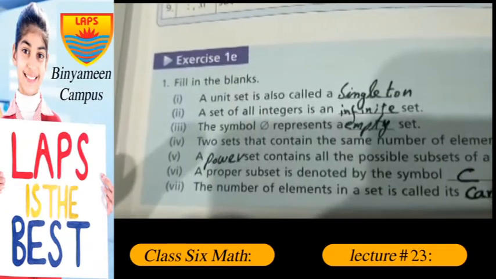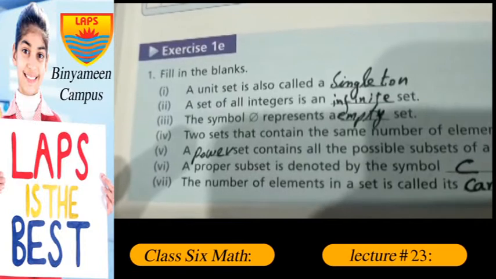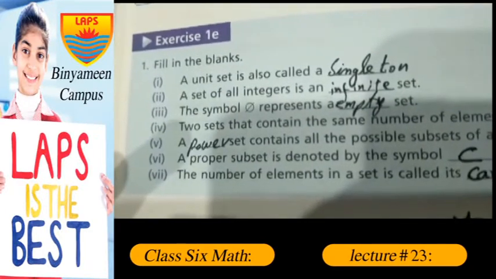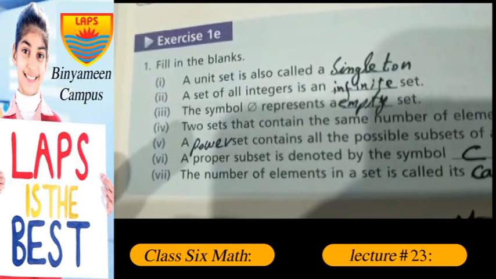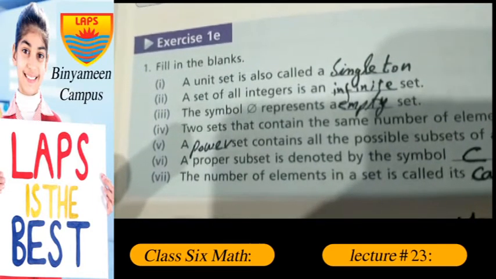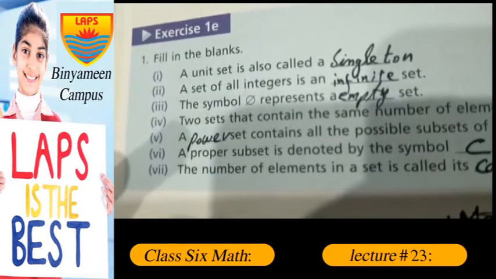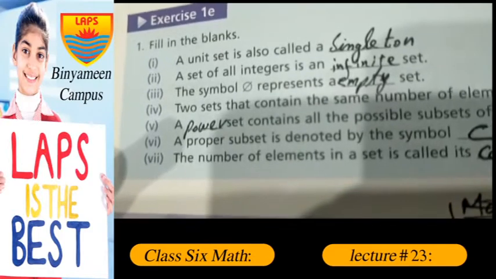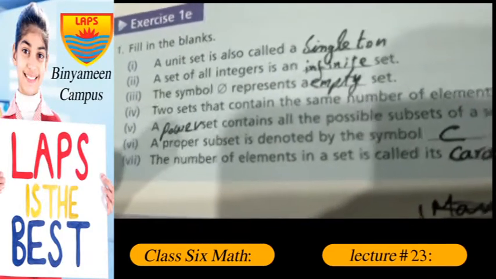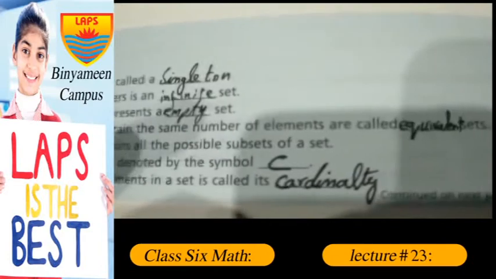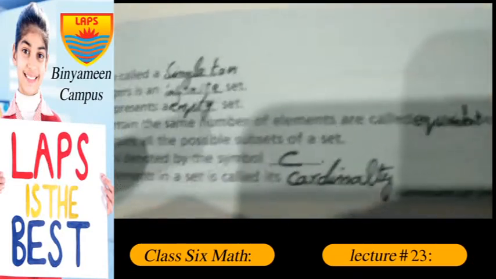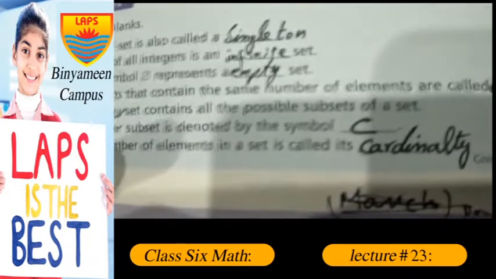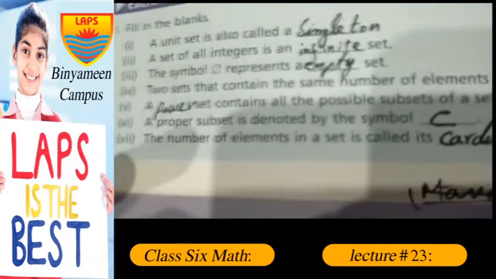Exercise 1E, filling the blanks. First, a unit set is also called a singleton. Second, a set of all integers is an infinite set. Third, the symbol of empty represents an empty set. Fourth, two sets that contain the same number of elements are called equivalent sets. Fifth, a power set contains all the possible subsets of a set.